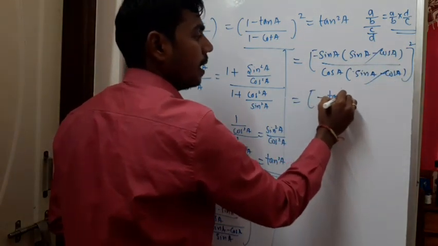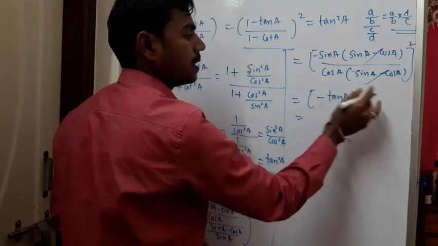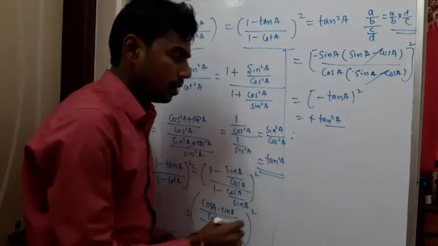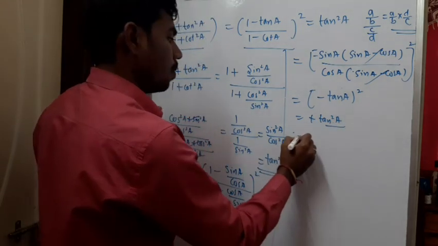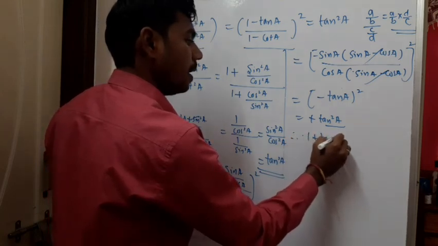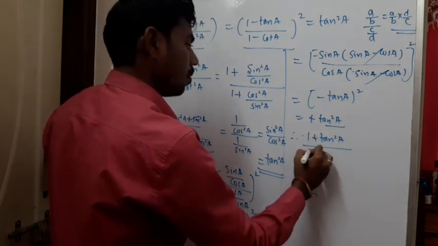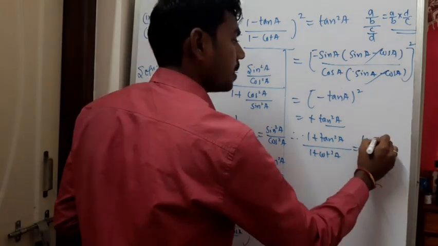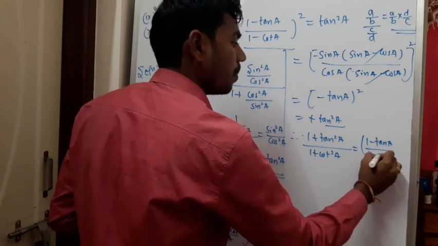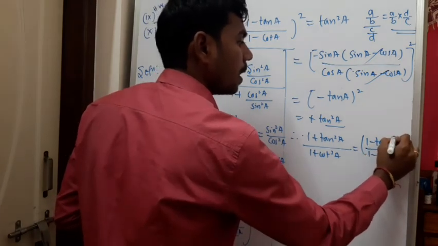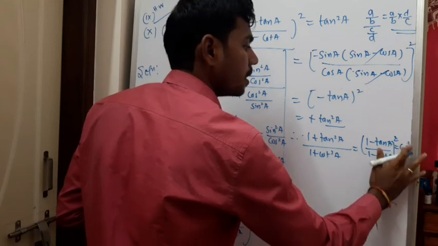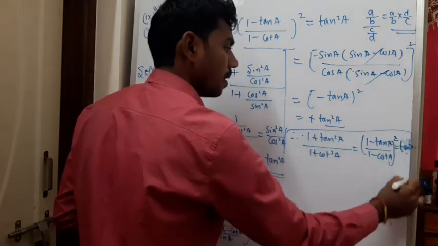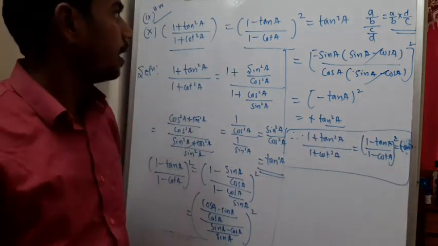Minus tan A whole square, minus into minus, plus tan square A. Okay. So therefore 1 plus tan square A divided by 1 plus cot square A is equal to 1 minus tan A divided by 1 minus cot A whole square, is equal to tan square A. We proved it. Is equal to tan square A.